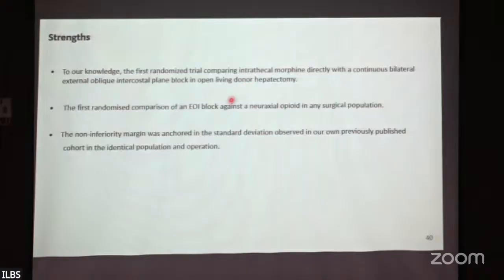Strengths of the study: to our knowledge, this is the first randomized control trial comparing intrathecal morphine directly with a continuous bilateral external oblique intercostal plane block in open living donor appendectomy. And it is the first randomized comparison of an EOI block against a neuraxial opioid in any surgical population. The non-inferiority margin was anchored in the standard deviation observed in our own previously published study in the identical population and operation.